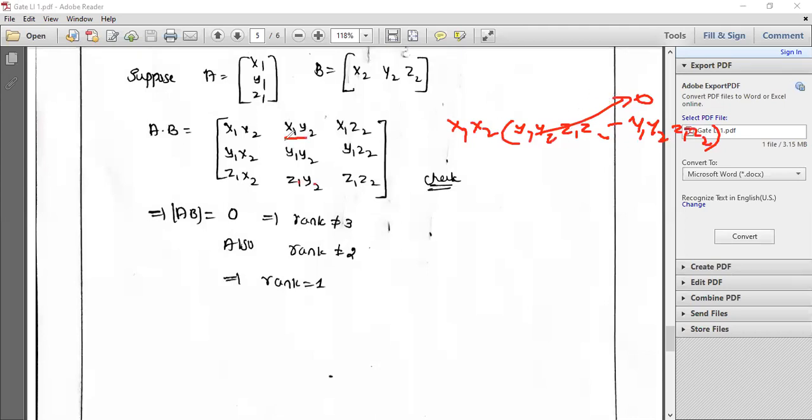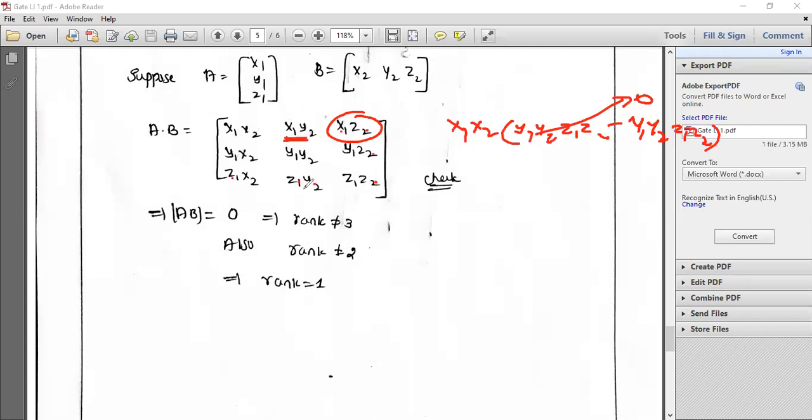Similarly, take the term x1 y2 minus x1 y2. Leaving this column and this particular row, you get y1 x2 z1 z2, and similarly z1 x2 y1 z2, which means again this will vanish. So this is y1 y1 z1 z2 x2, y1 z1 z2 x2, which again vanishes. Similarly, if you take x1 z2, you leave this column and this row.